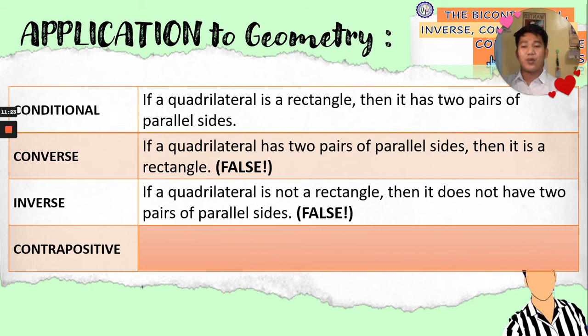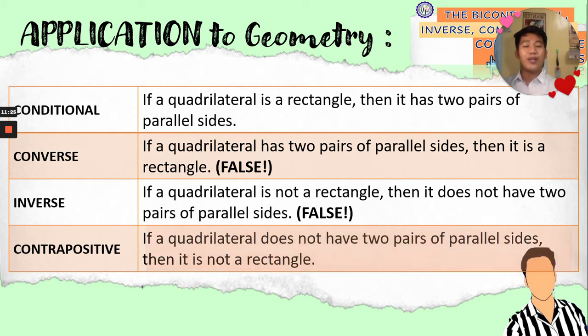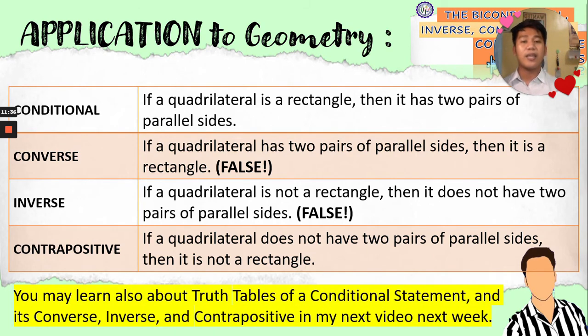Okay? So, contrapositive, of course, this is true because it is equivalent to the conditional. So, if a quadrilateral does not have two pairs of parallel sides, then it is not a rectangle. Okay, look at this. I will be discussing in my next video about the truth tables, wherein you will learn some interesting facts about these logical arguments, whether it is true, false.